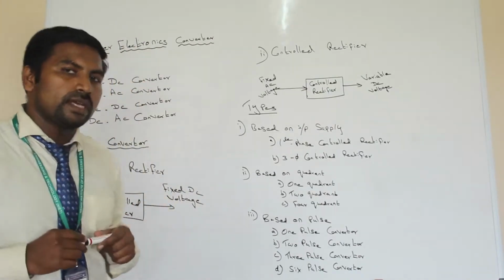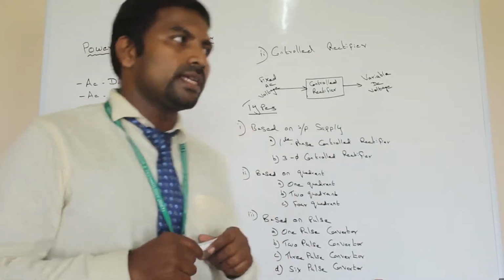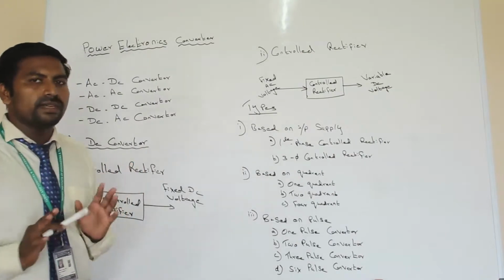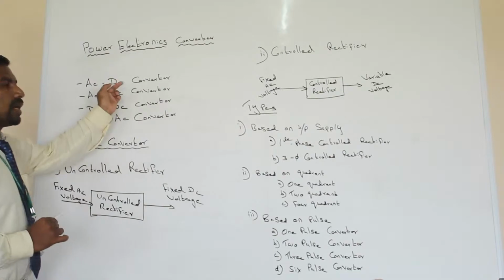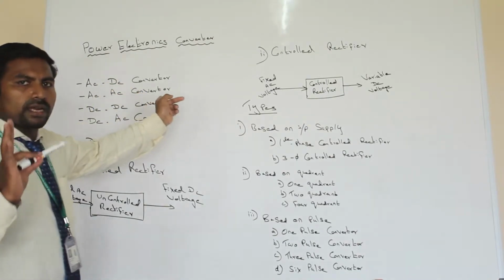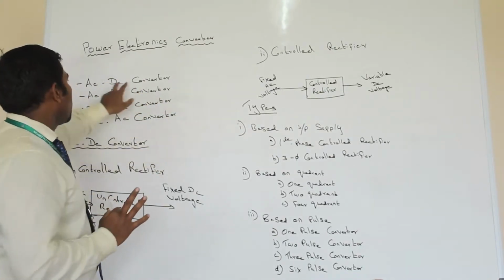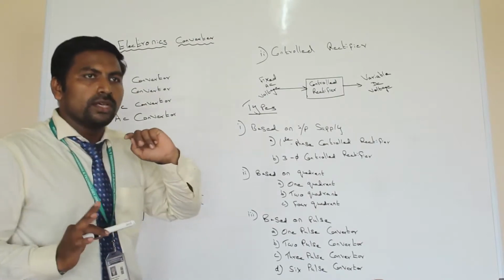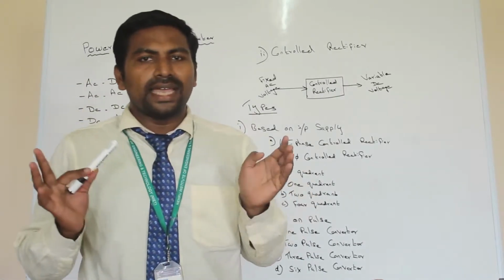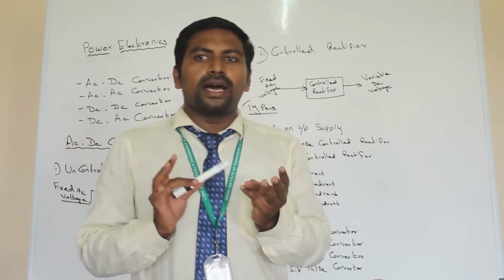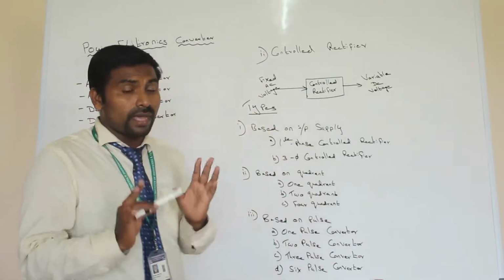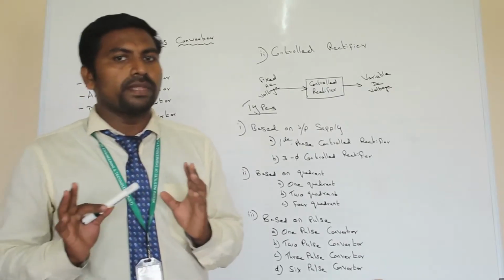So by the continuation of the last class, if you see the power electronics, there are different converters available in the power electronic circuit. So you can see here, basically there are 4 different converters. First is the AC to DC converter. We all know that we are using an AC supply in our home appliances. Mostly we are getting an AC supply as the input from the EB.